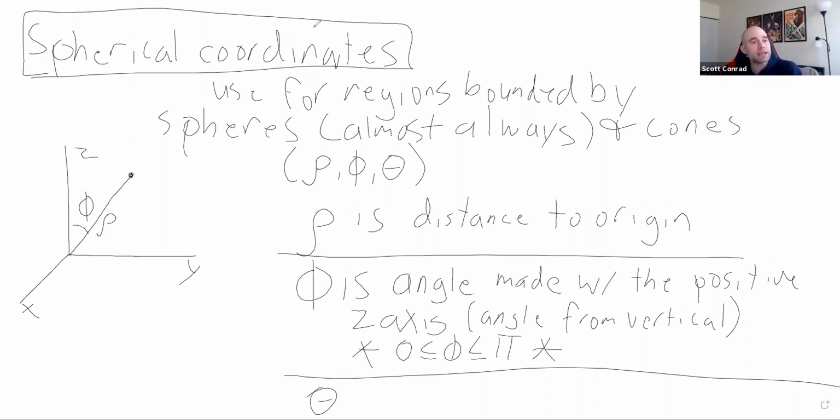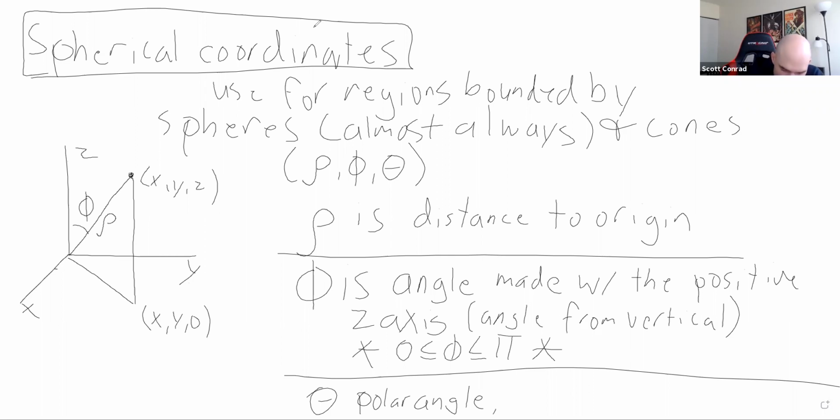And theta is the same theta we've been using the whole time. If you project your point, so if this is x, y, z, if we project it down to the xy plane, so keep x and y the same, take z to 0, the angle measured counterclockwise from the positive x-axis is theta.